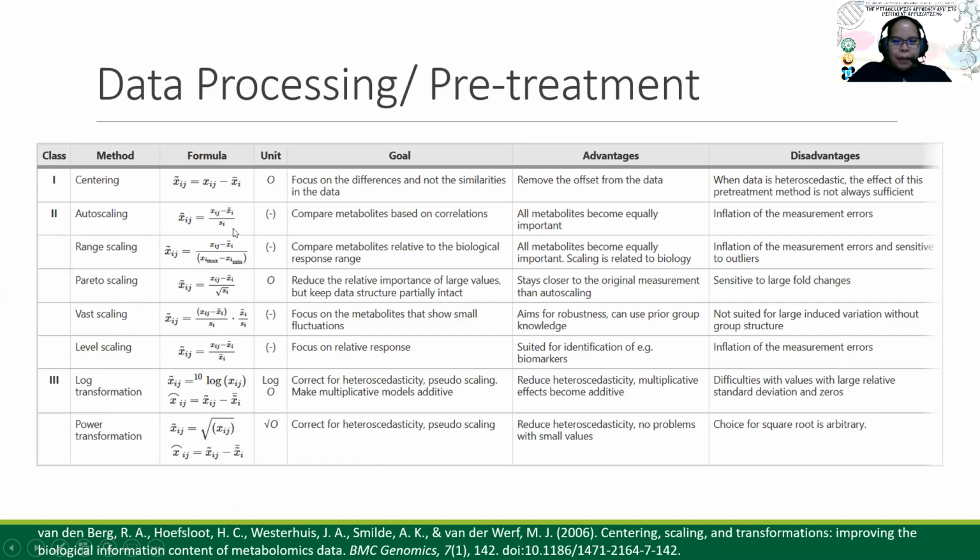Auto scaling in some cases might inflate measurement errors, so it can inflate noise. In order to avoid that, you can lessen the scaling by making use of Pareto scaling instead, which, instead of using standard deviation, makes use of the square root of standard deviation.